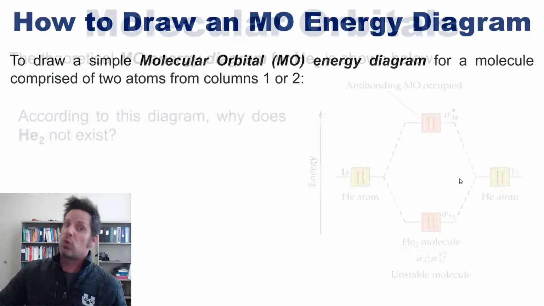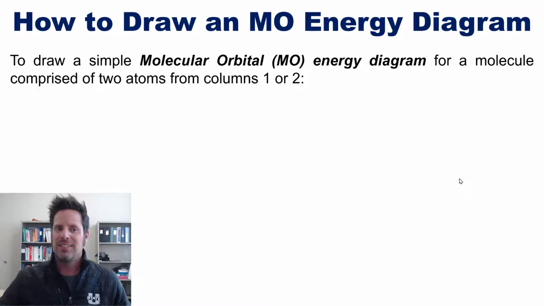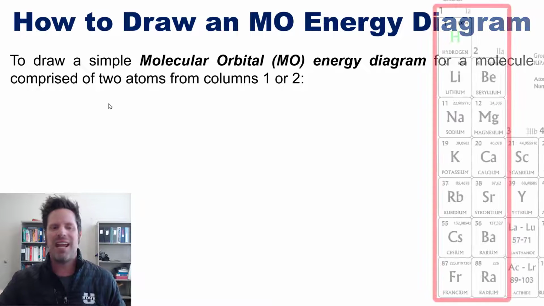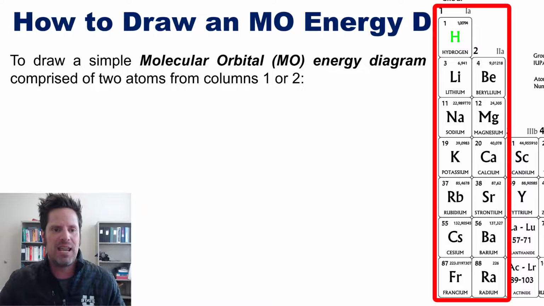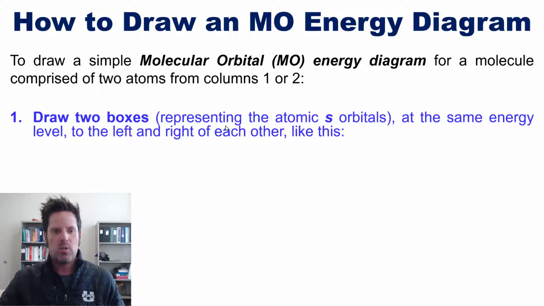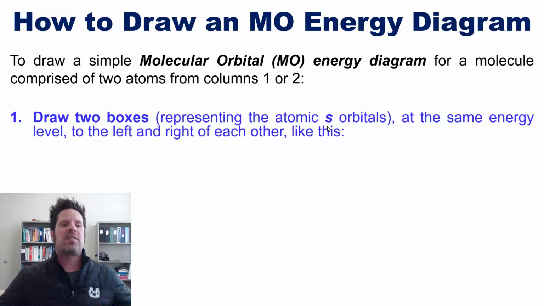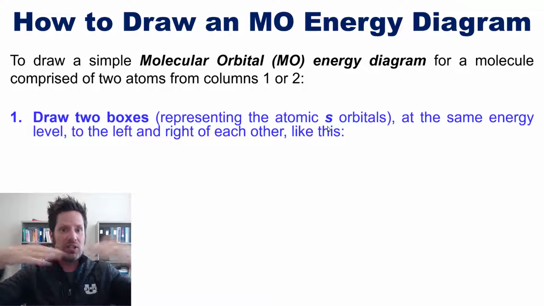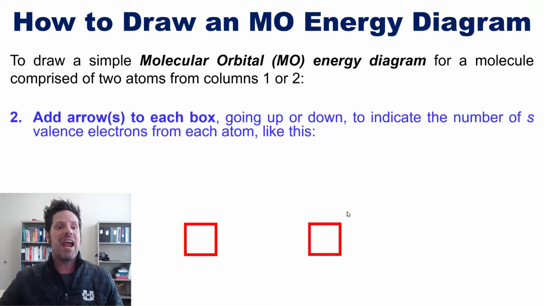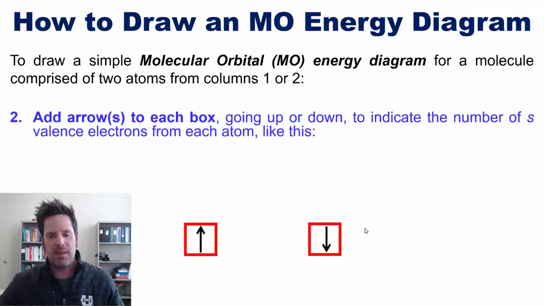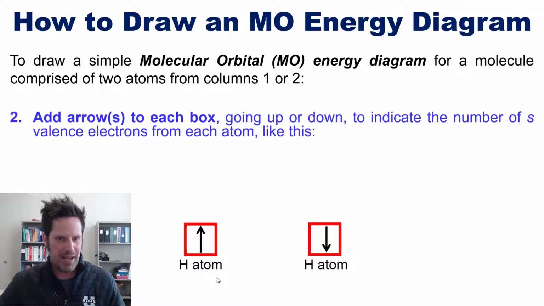Alright, so how in the world do you draw an MO energy diagram? Well, to draw a simple MO energy diagram for any molecule comprised of two atoms from columns 1 or 2 of the periodic table, all you do is draw two boxes which represent the atomic s orbitals at the same energy level, or same horizontal level, to the left and right of each other, like this. Then you add arrows to each box going up and down to indicate the number of s valence electrons from each atom, like this. So in this example, in which I'm just showing two hydrogen atoms, I'm only showing one valence electron in each of these boxes.